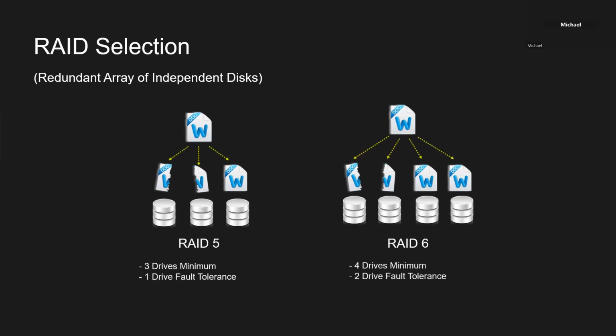On RAID 6, in comparison, you need a minimum of 4 drives, but it provides an extra drive worth of fault tolerance. So you can have 2. Again, any of those 2 drives can fail, and you can still have all your data intact and the system's still usable. We typically recommend RAID 6 because it provides greater protection.